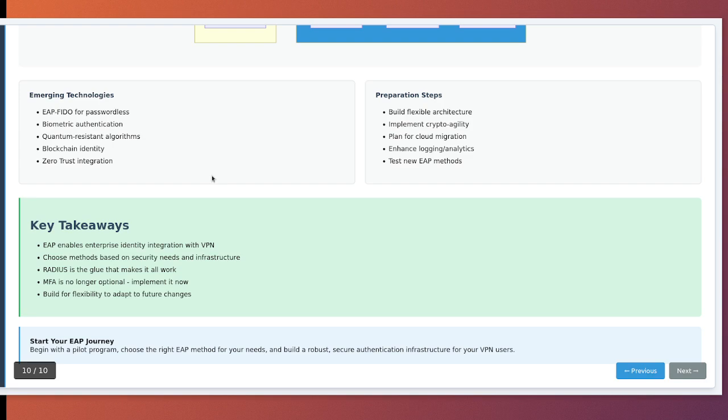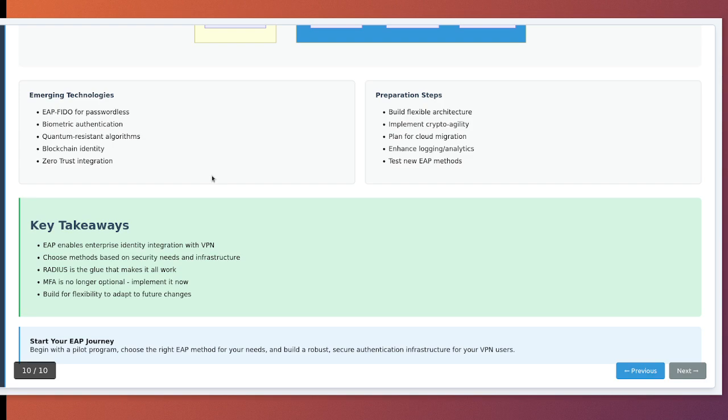Quantum computing poses a future threat to current cryptographic methods. While it is not an immediate concern, forward-thinking organizations are already planning. EAP's extensible nature means new quantum-resistant algorithms can be adopted without changing the fundamental infrastructure. Start thinking about crypto agility in your deployments.